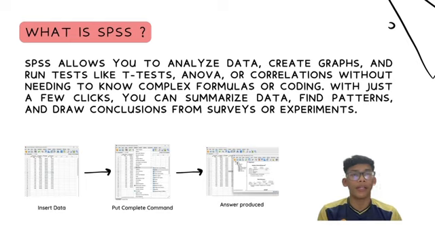Okay, firstly, what is SPSS? SPSS, which is a Statistical Package for the Social Sciences. SPSS is a powerful software used for analyzing and interpreting data. It's widely used in research, especially for surveys and experiments.